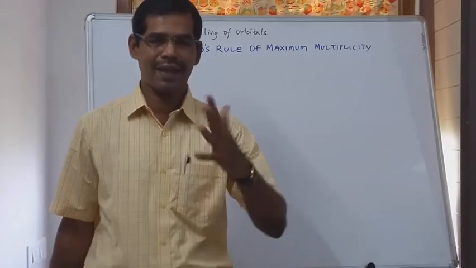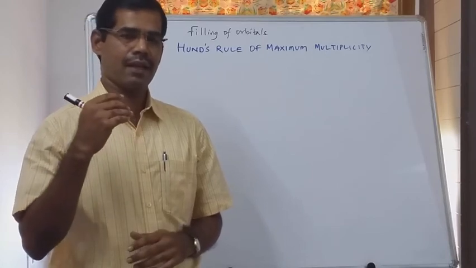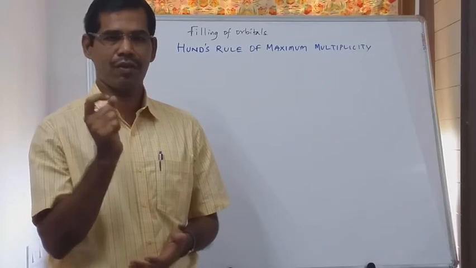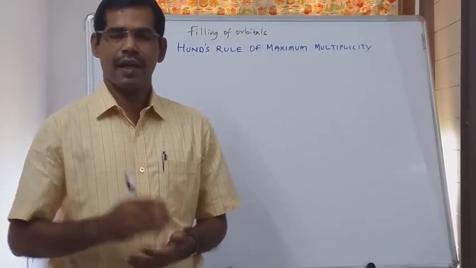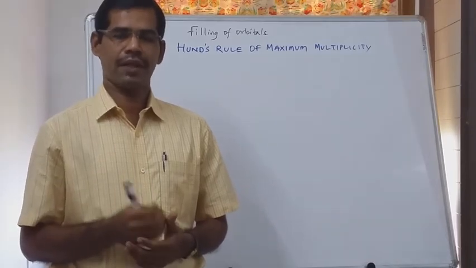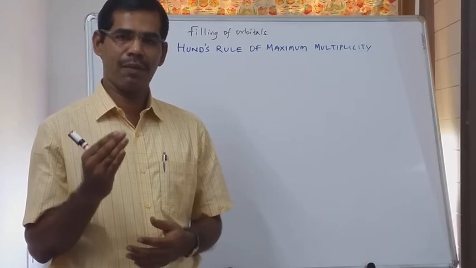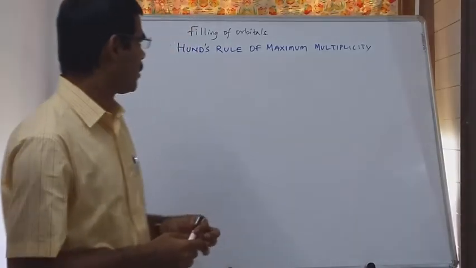Now, what does this Hund's rule state? The statement says like this. In the case of degenerate orbitals, degenerate by which we mean orbitals with the same energy, electron pairing in any orbital will not take place until all the available orbitals are singly filled. So, let us explain that.